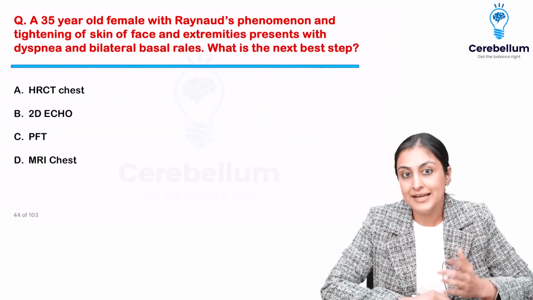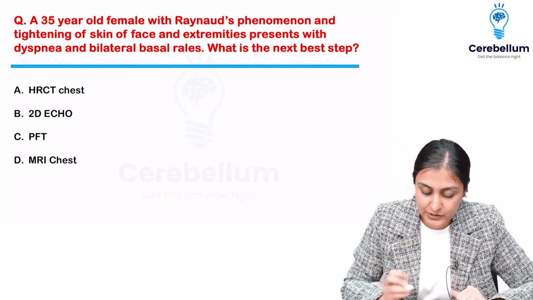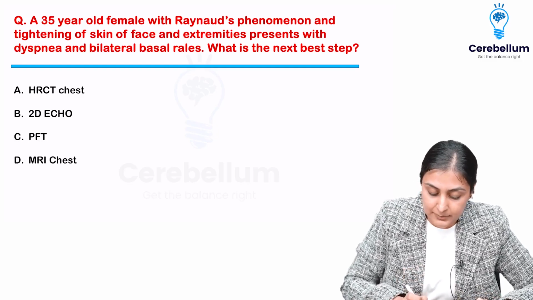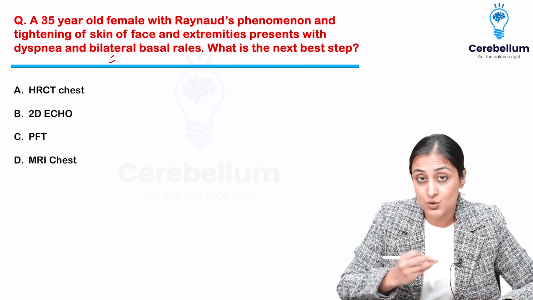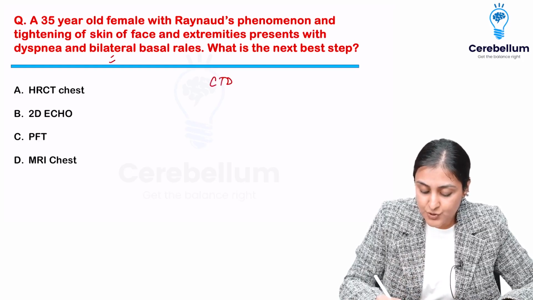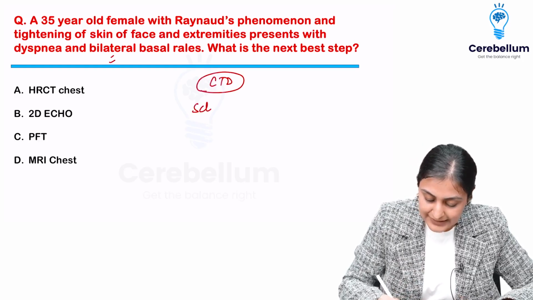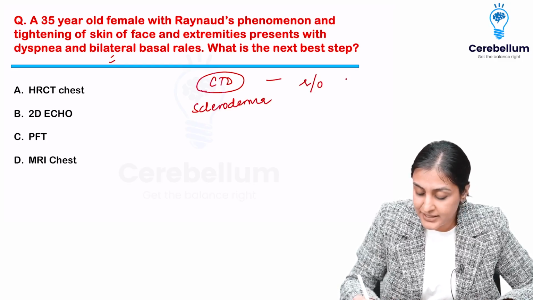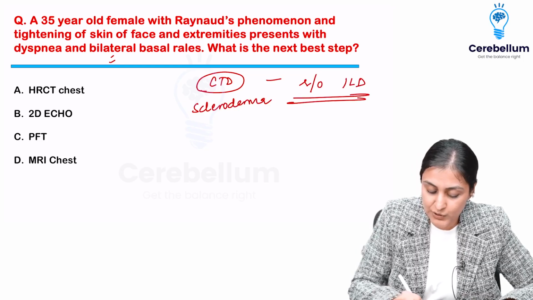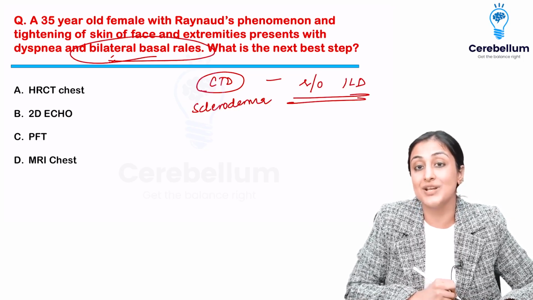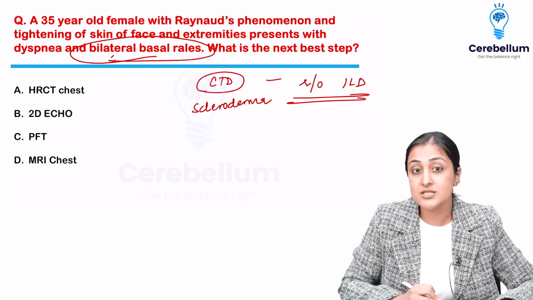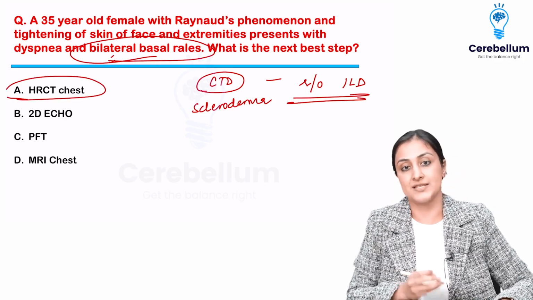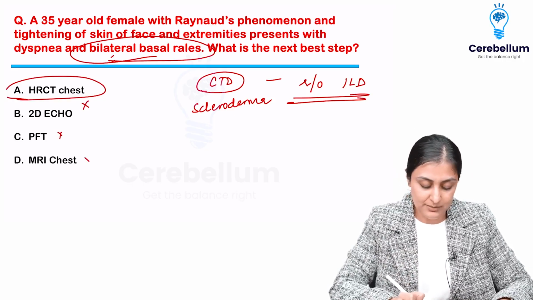Next, 35-year-old female with Raynaud's phenomenon, tightening of the skin, bilateral rales. All of the connective tissue disorders, remember in this case we are likely talking about scleroderma, have a risk of interstitial lung disease. That is what you're expecting when you see these rales and creps. What is the investigation of choice for ILD? You have already seen it as HRCT. Echo, PFT, MRI will not help.